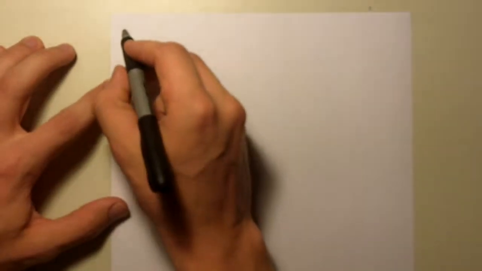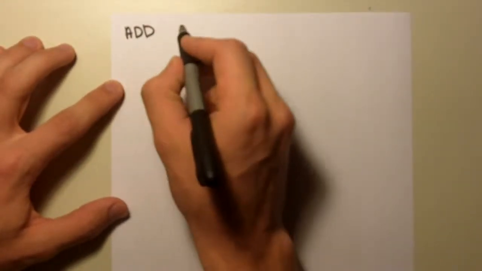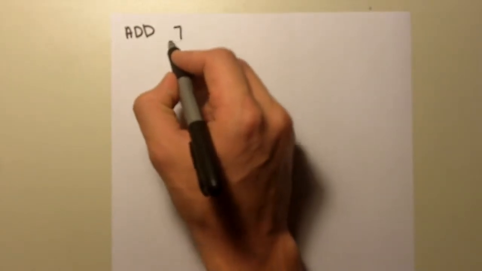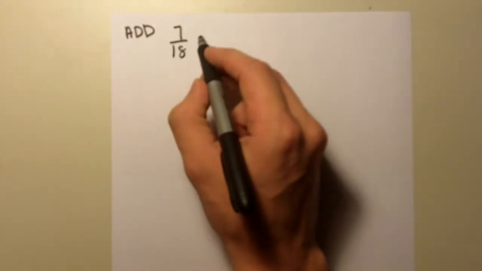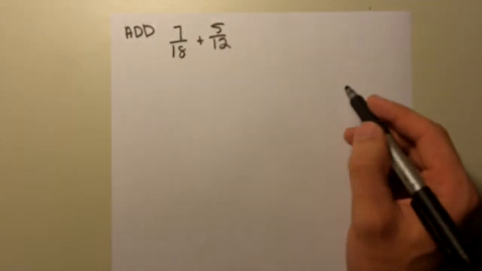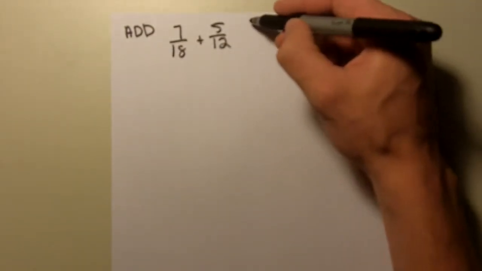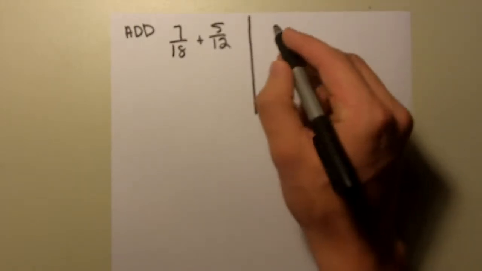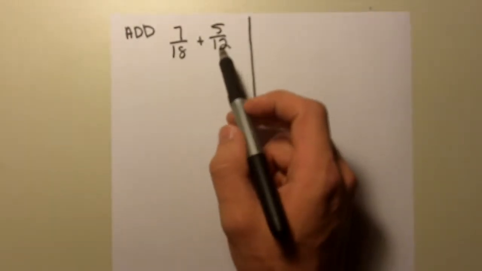So now that we know how to find the least common denominator, we can go ahead and add and subtract fractions with unlike denominators. Okay, so jumping right into it, let's just say we have to add 7 over 18 plus 5 over 12. Okay, so we're going to do the same thing that we did to find the least common denominator.